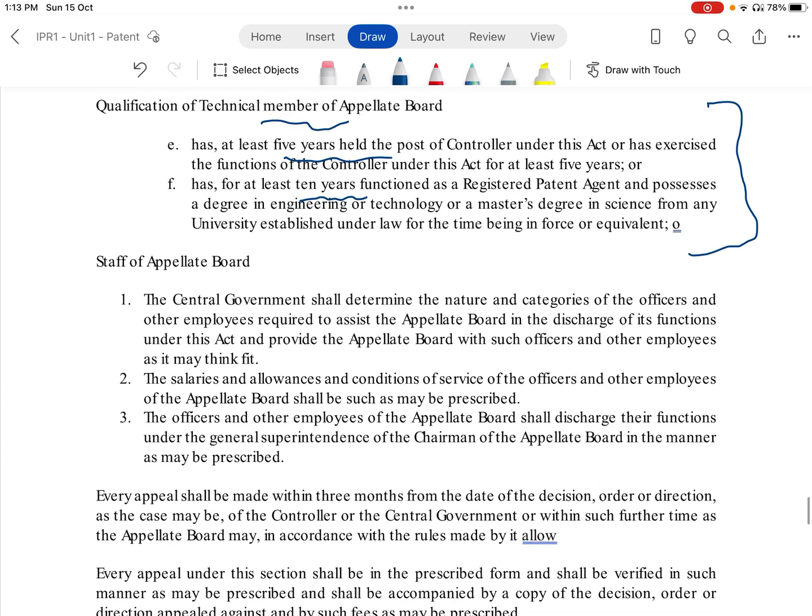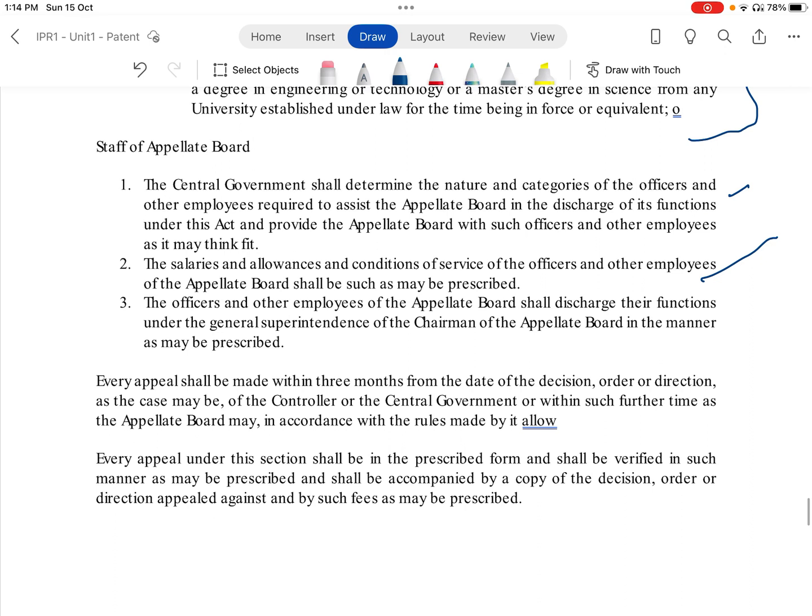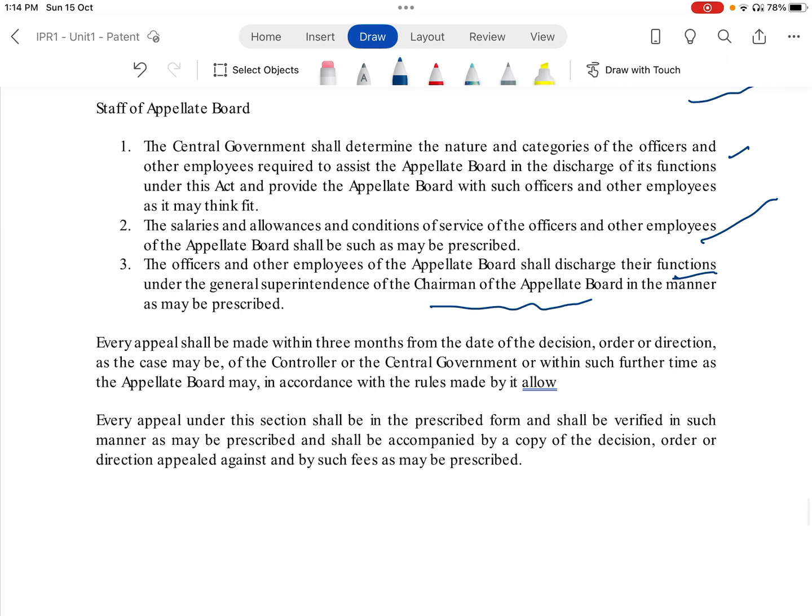And the central government will appoint required officials to carry out their normal processes, and they set the salaries and all other allowances for staff of the appellate board. And the staff of the appellate board shall discharge their functions under the supervision of the chairman of the appellate board. Okay. So all appeals shall be made within 3 months from the date of the decision, order or direction, whatever they receive. The appeal can be made to the appellate board within 3 months.